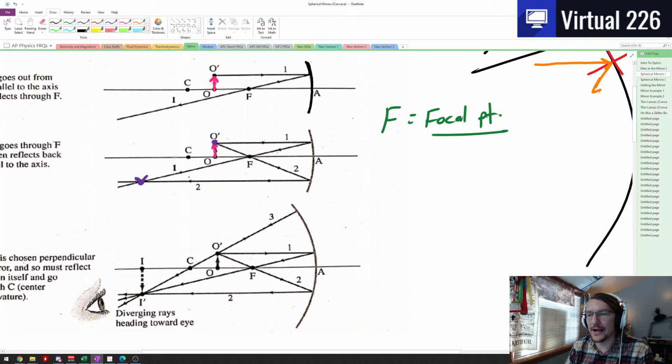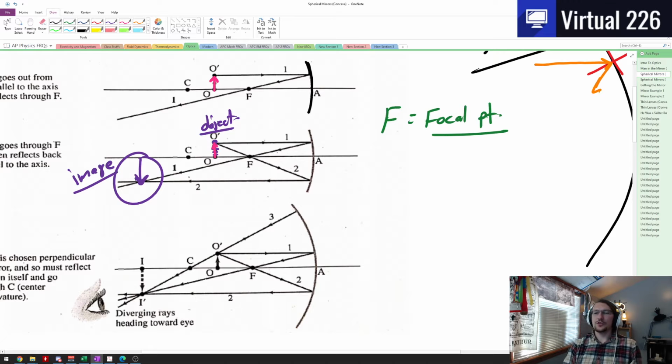Well, if you were to draw lines for every other point of the arrow, you would eventually see that you would rebuild the arrow right like this. And this gives us the image. And this was our original object up here. Okay? So with just two rays, you can actually get an image off of a ray diagram for a concave mirror. Now there is one final ray you can draw.